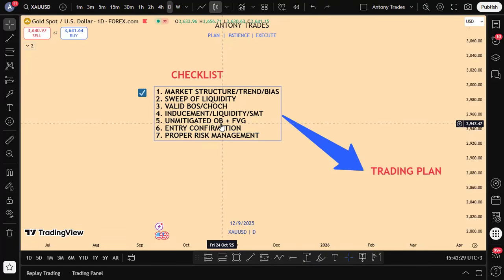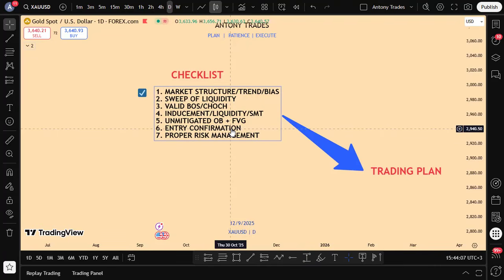This is the point whereby most traders don't like, because now patience is required. You have to have patience with the market, just stay away from the chart. If possible, set the alert and wait for the market to come to your point of interest. After the market comes to your point of interest, that's when you go to the next point in your checklist, which is the entry confirmation.